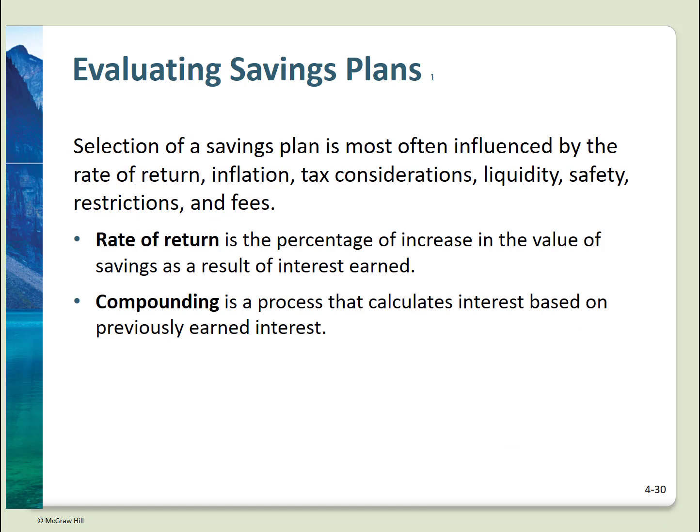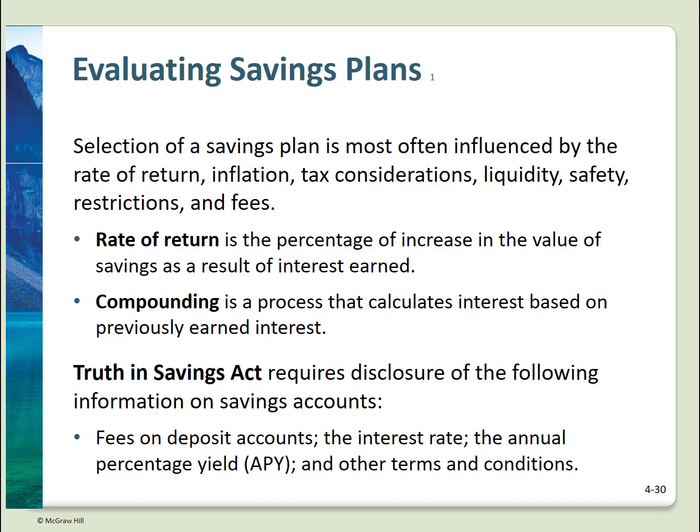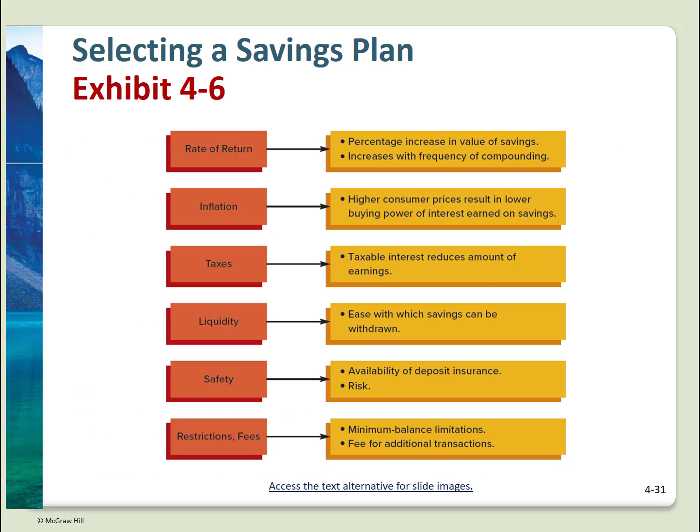For a savings plan, rate of return can be critical. Rate of return or yield means the percentage increase due to interest earned on interest, compounded. The Truth in Savings Act requires that both lenders and depository institutions disclose the interest rate paid or charged in a specific format. Here are the 6 criteria for selecting a savings vehicle.